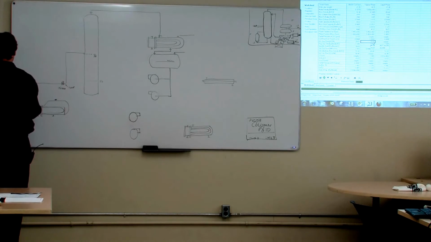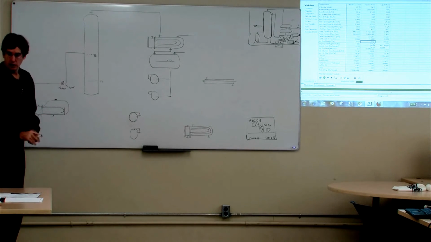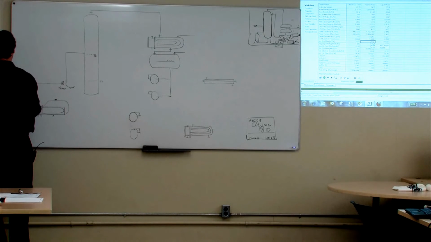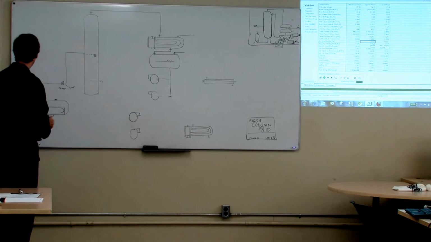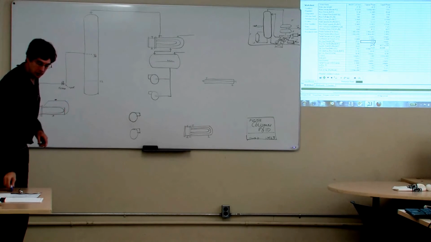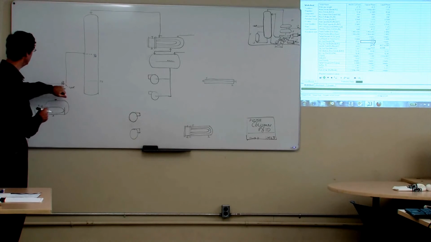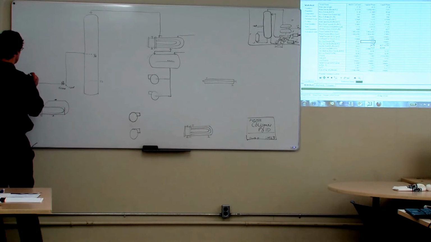Okay, so we need to label that. Should we switch colors? Let's try that. From the LG separator, sheet 1. Okay, so that's good, except the only thing is that LG separator has a level control, so I need to send a signal to that valve.